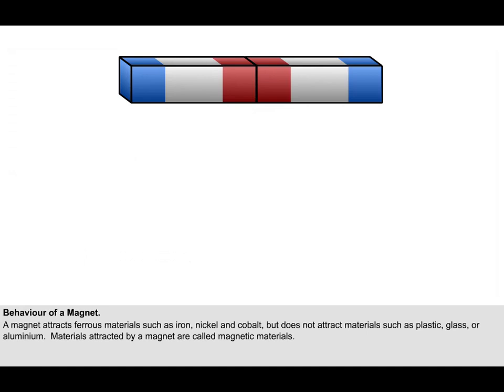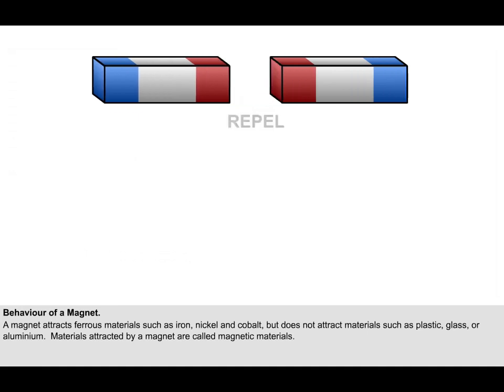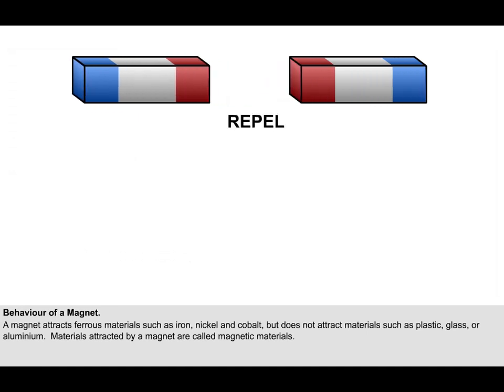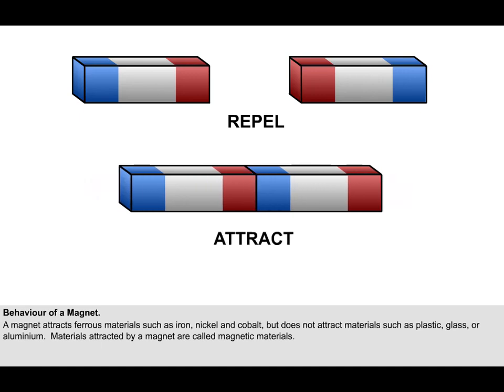The next thing we need to look at is how a magnet reacts in the presence of other magnets. Two magnets, when placed near each other, either repel or attract each other. This unusual behavior is one of the trademarks of magnets. We can explain this behavior by referring to the concept of magnetic polarity.